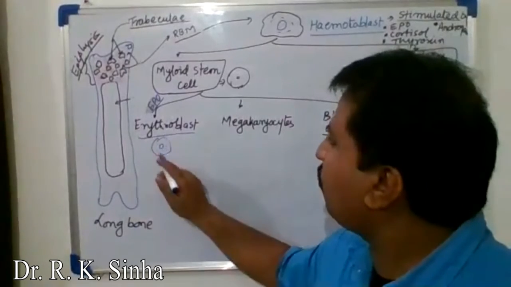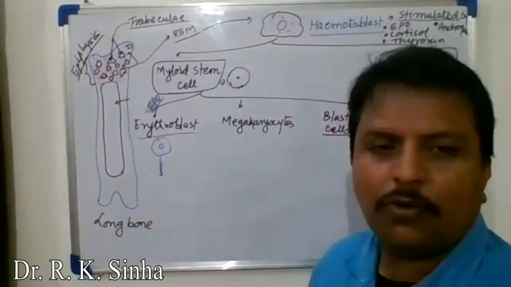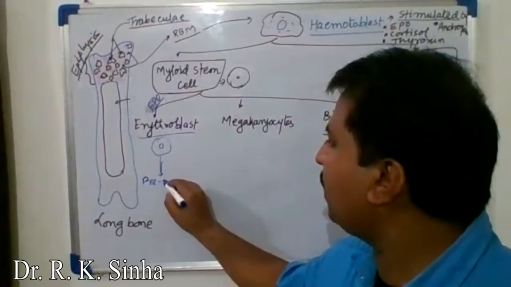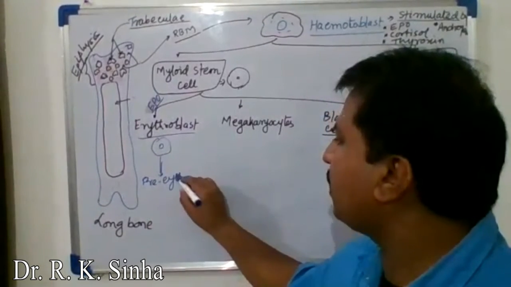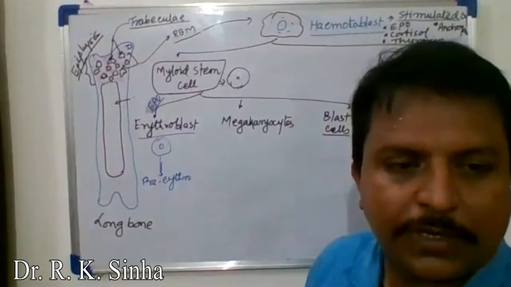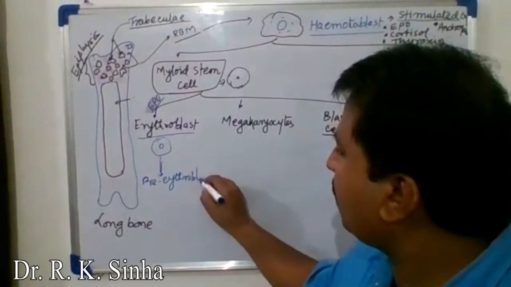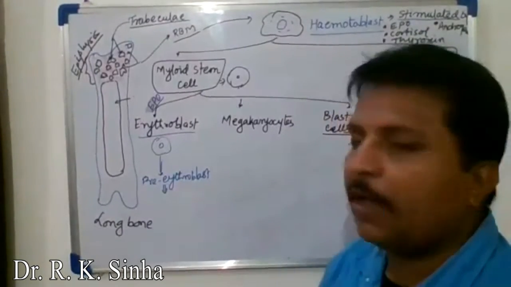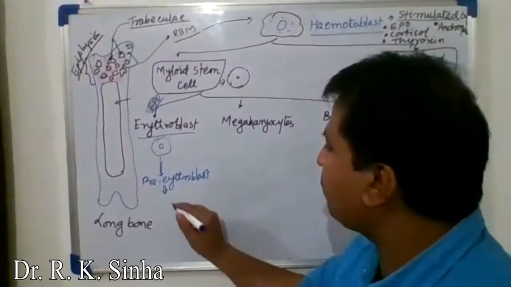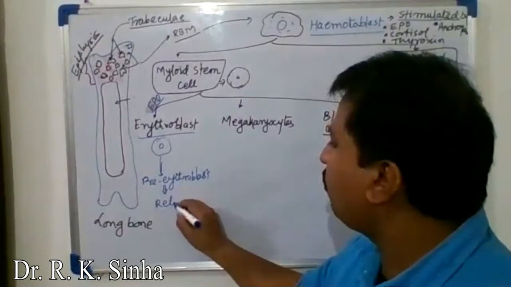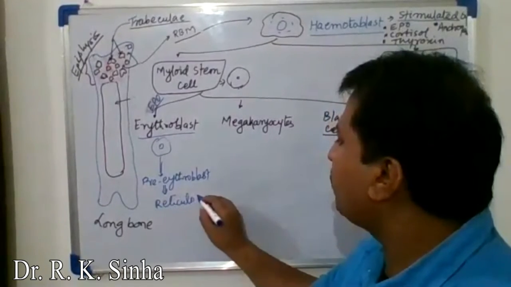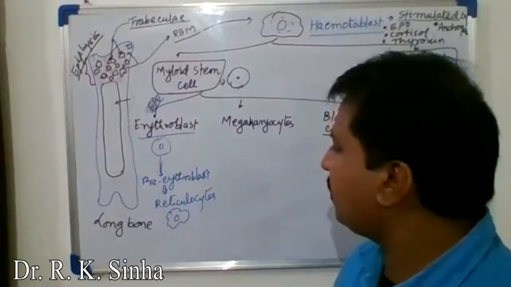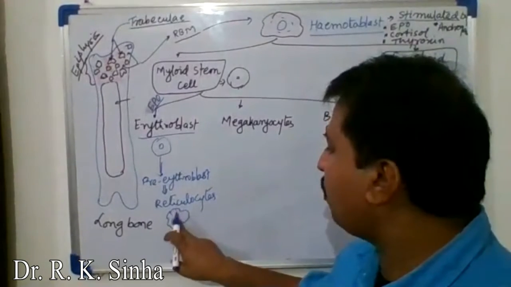So this erythroblast will turn into pre-erythroblast. Erythro means red. Now this pre-erythroblast will form a special type of cell, and this is known as reticulocytes. This is reticulocytes. This is an immature cell.